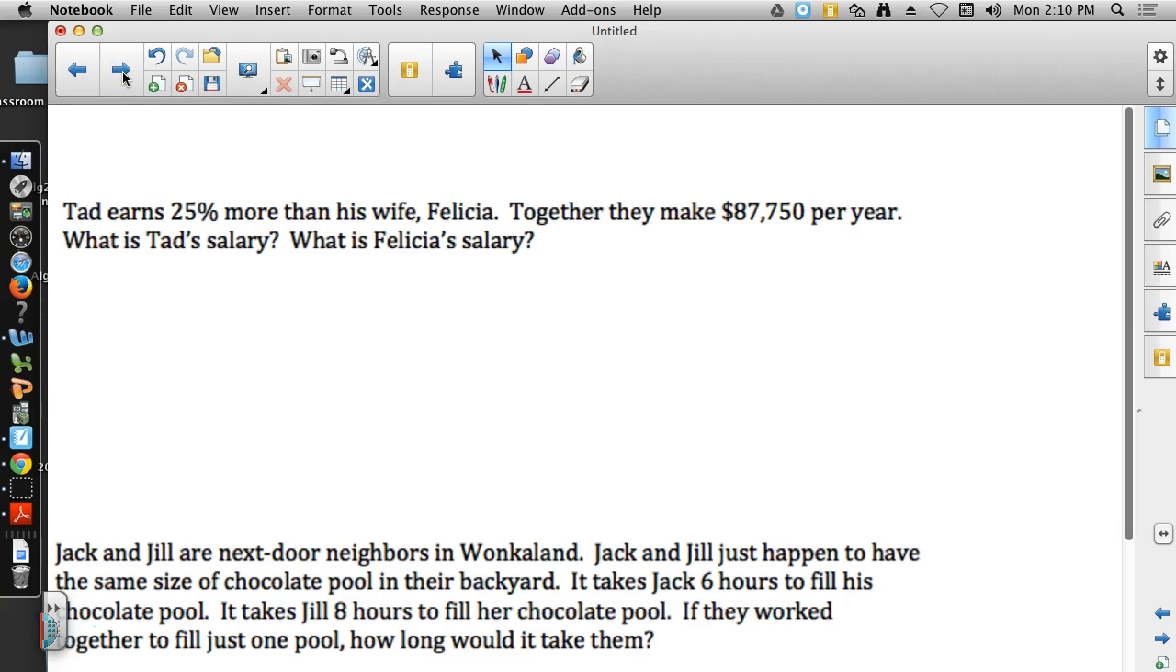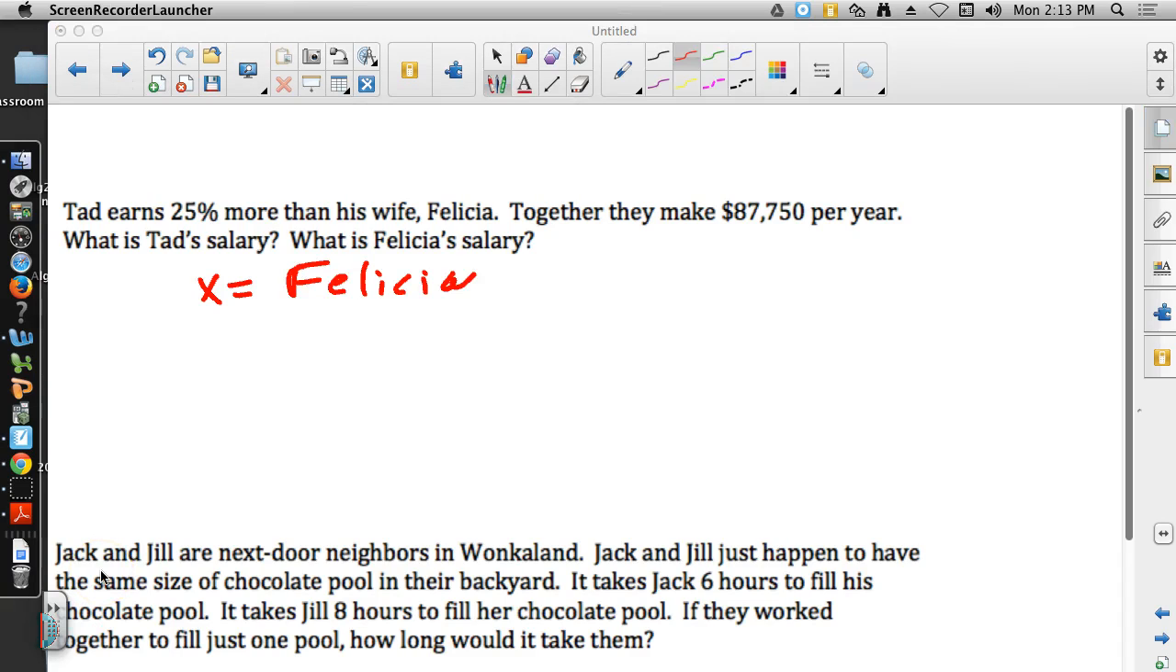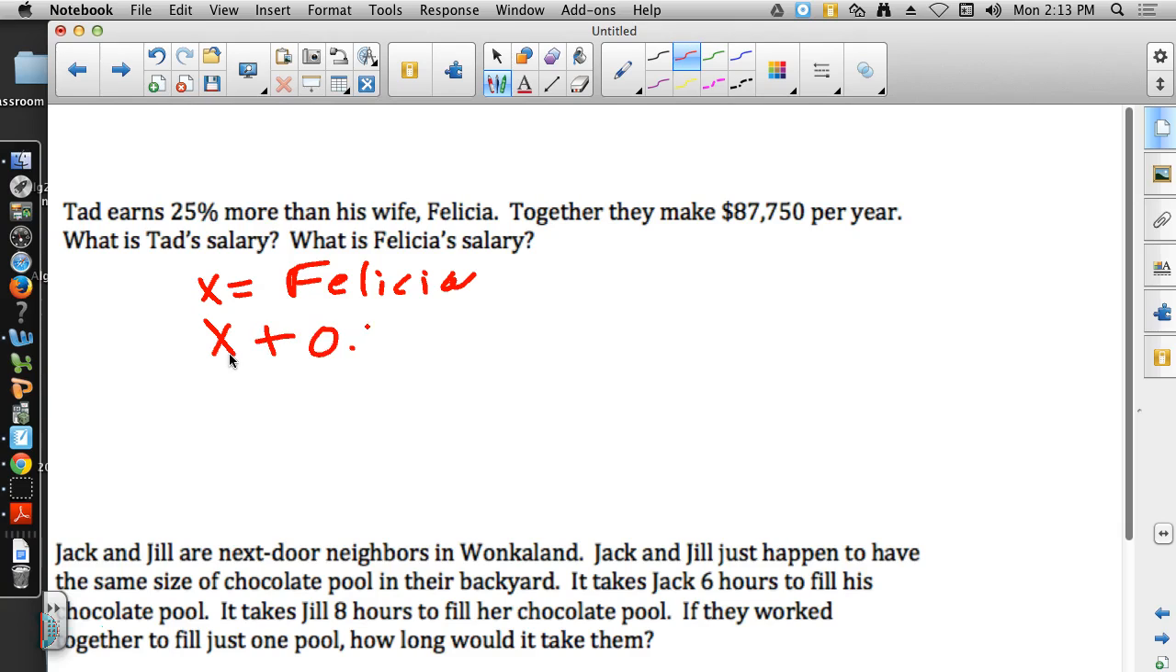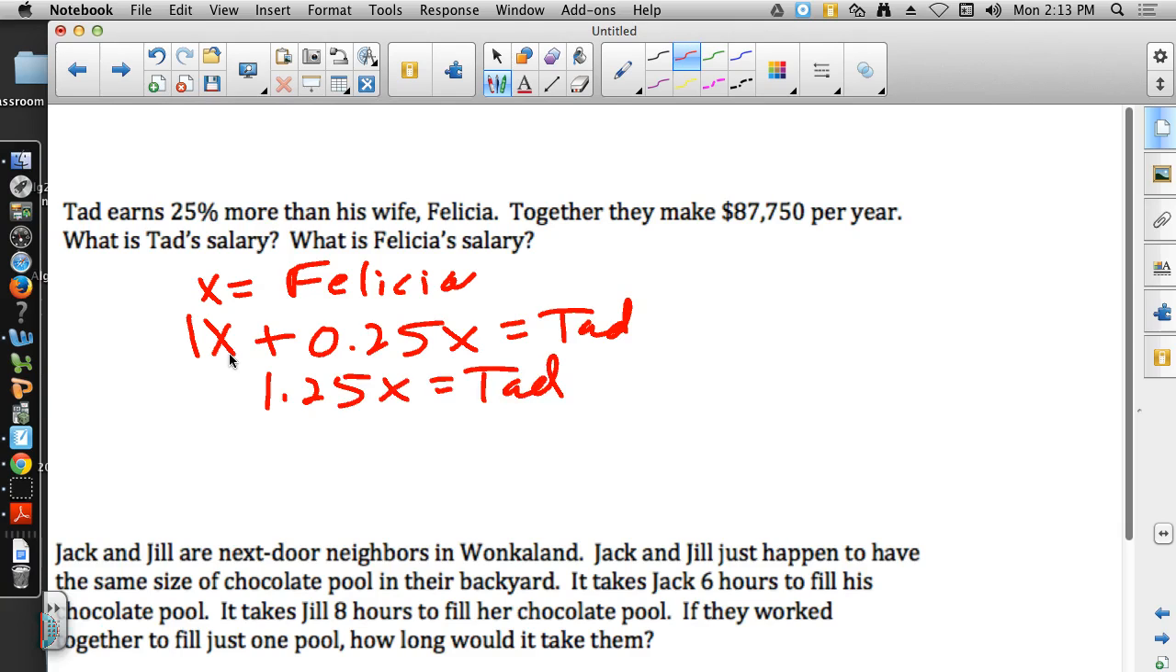Tad earns 25% more than his wife Felicia. Together they make $87,750 per year. What is Tad's salary and what is Felicia's salary? Tad, who we know makes 25% more than his wife Felicia, is going to earn what Felicia's earning plus 25% of what she's earning. And that tells us that Tad is going to be 1x plus 0.25x, which will be 1.25x.